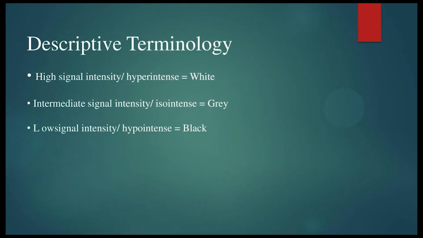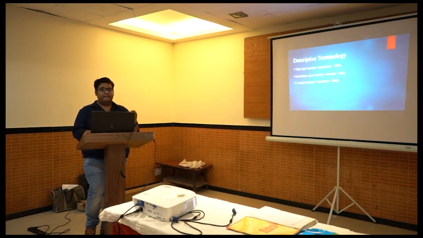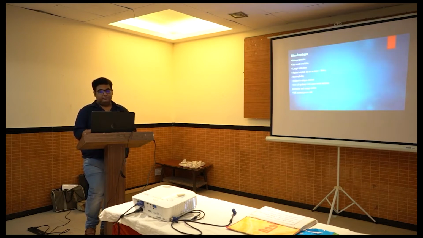So we are going to understand that when there is a high signal intensity, it is hyperintense, which is white. Then there is intermediate signal intensity, which is isointense, which is gray. And then there is low signal intensity, which is also called hypointense, which is black.